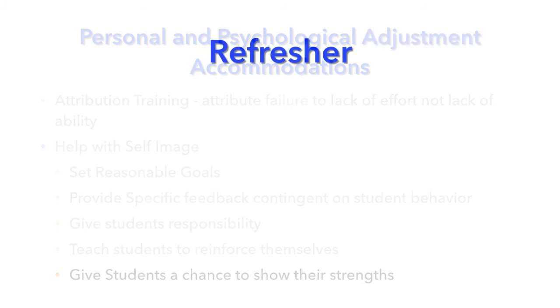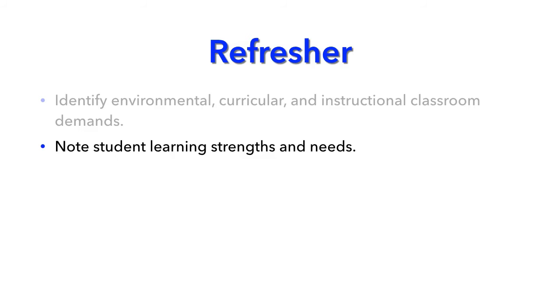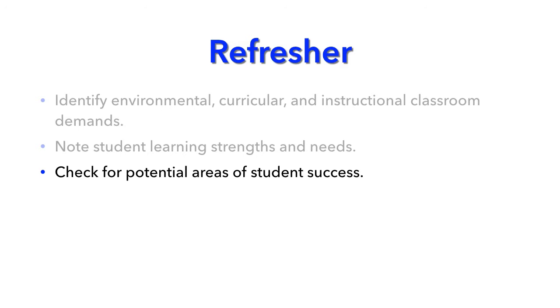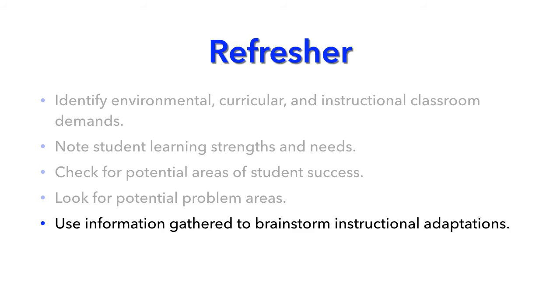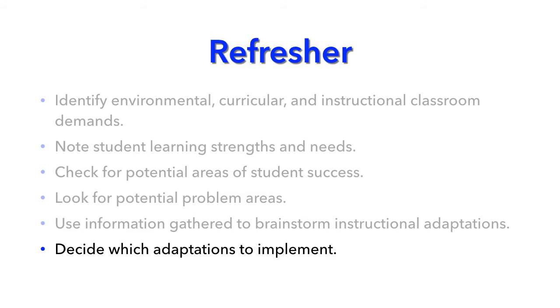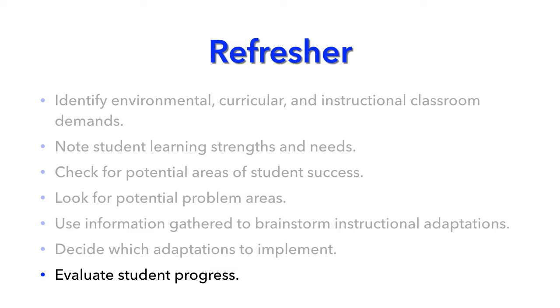So a little refresher as we look at how to use INCLUDE to work with some of these social and behavioral issues. Identify, note student learning strengths and needs, check for potential areas of success, look for problem areas, use information gathered to brainstorm instructional adaptations, decide what to use, which is differentiate, and evaluate student progress.